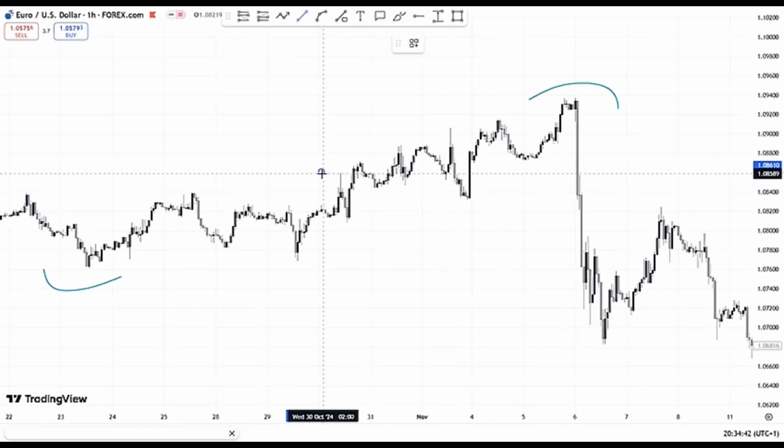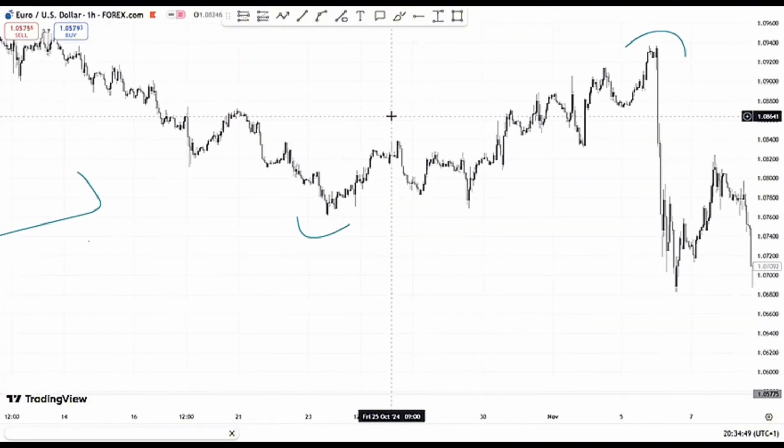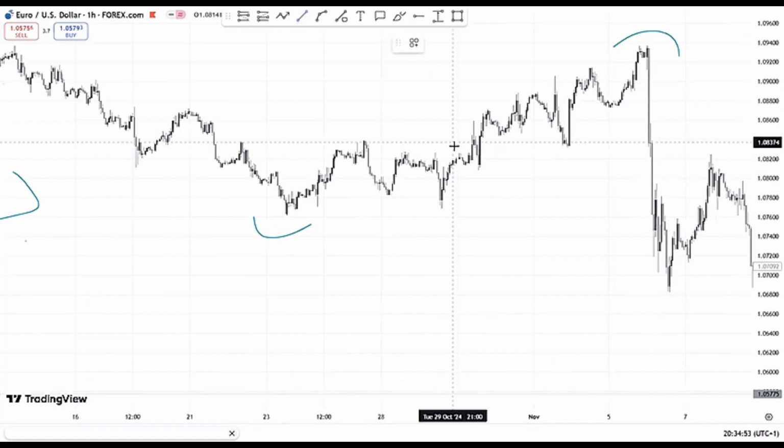From here, price did what? Sorry, let me zoom out my charts very well. Yes. Now, look at this guy. Price cleared the high. Price cleared the high of this.